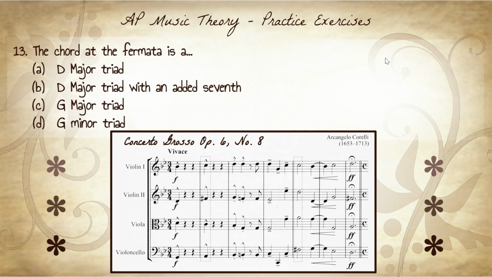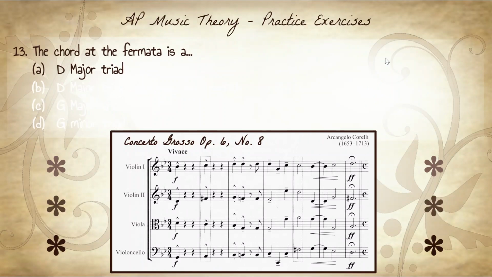Question 13. The chord at the fermata is A, D major triad, B, D major triad with an added seventh, C, G major triad, or D, G minor triad. The correct answer is A, D major triad.